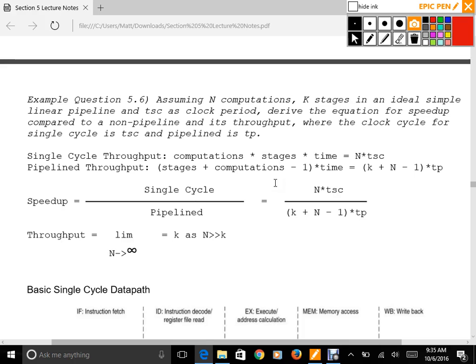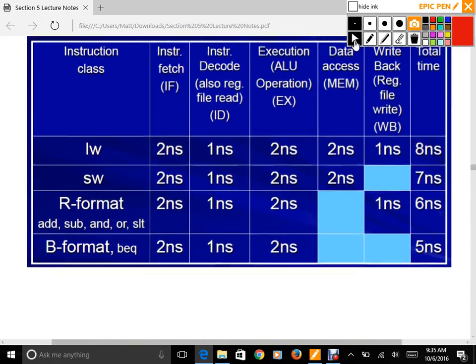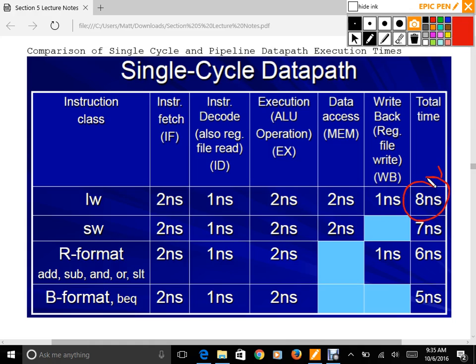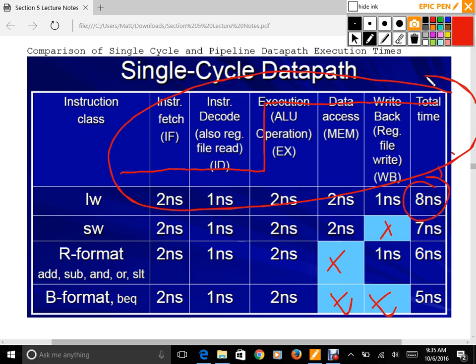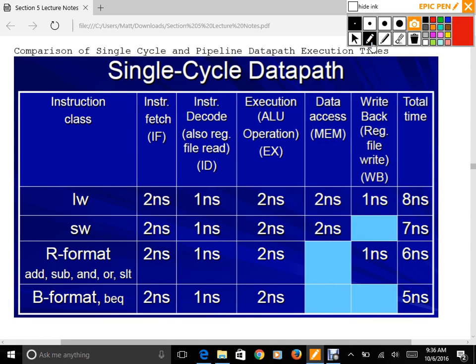All right, so in the pipeline, in this calculation here, we derived K plus N minus 1 last lecture, right? Times the pipeline time. So if you recall from this diagram, the single cycle time is going to be the length of the longest instruction. R format is not accessing the data memory, branch not accessing data memory or write back, store word doesn't access write back because we're not writing anything back to the registers, correct? So the clock cycle takes the length of the longest instruction, which means it already accounts for all of the cycles. In a pipeline, the cycle is much shorter. Instead of 8 nanoseconds, it's 2.